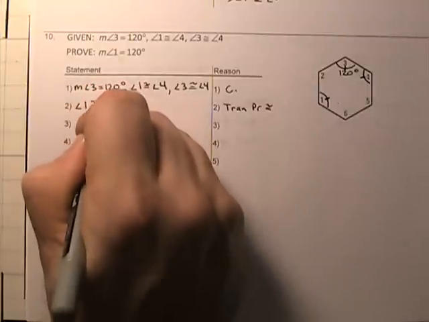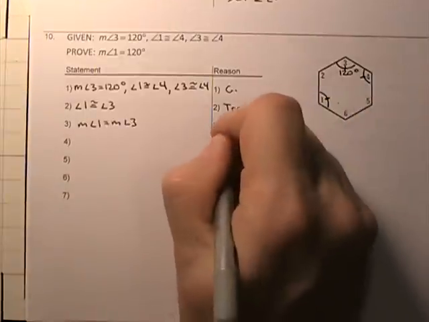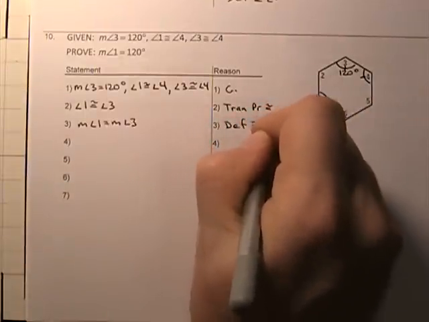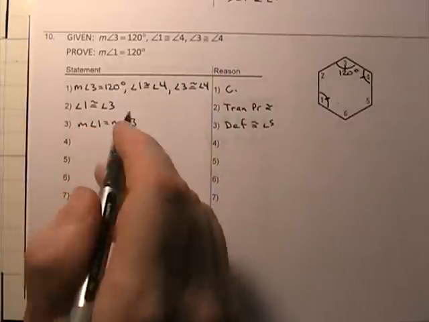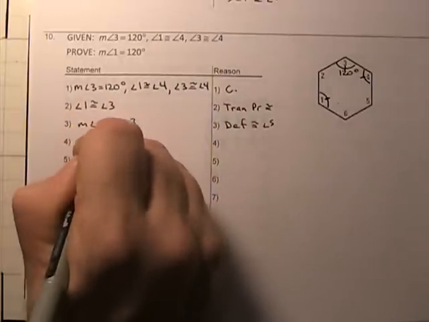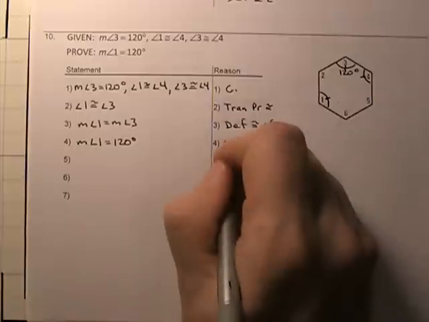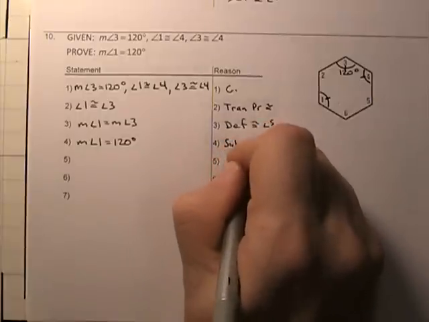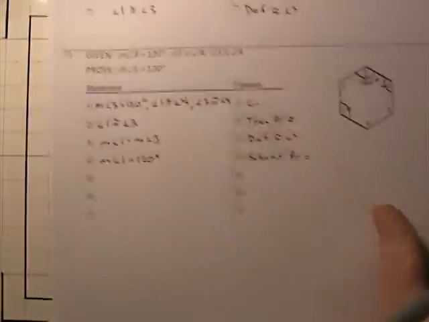And then I can say the measure of angle 1 equals the measure of angle 3 because of the definition of congruent angles. And up here we are given that 3 is 120. We'll substitute that in. Measure of angle 1 equals 120 degrees, and that is the substitution property. On to number 11.